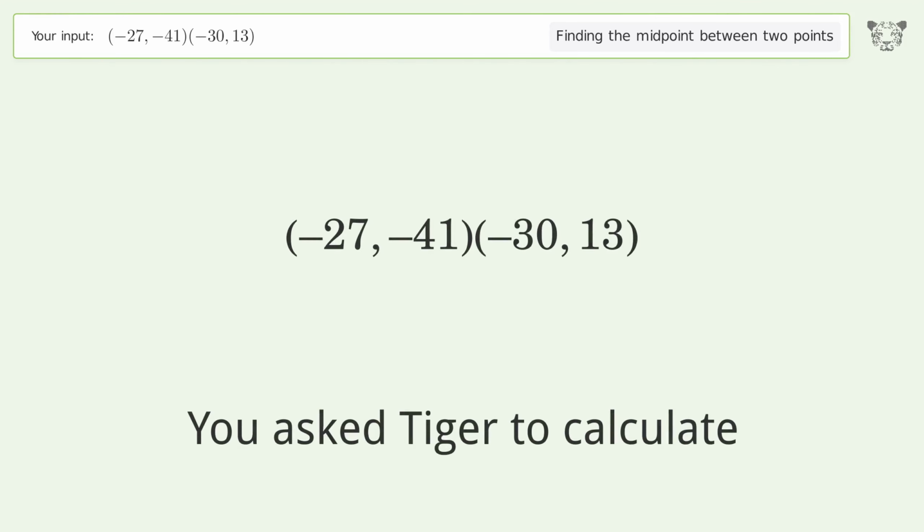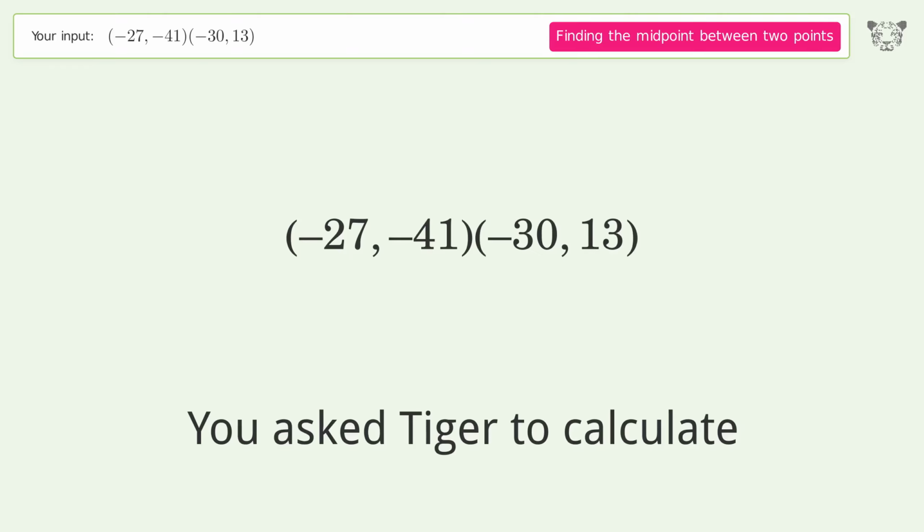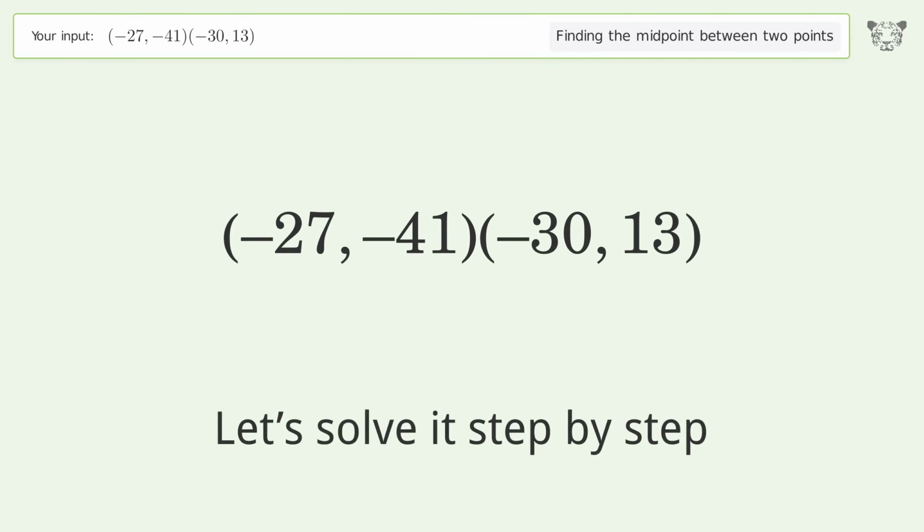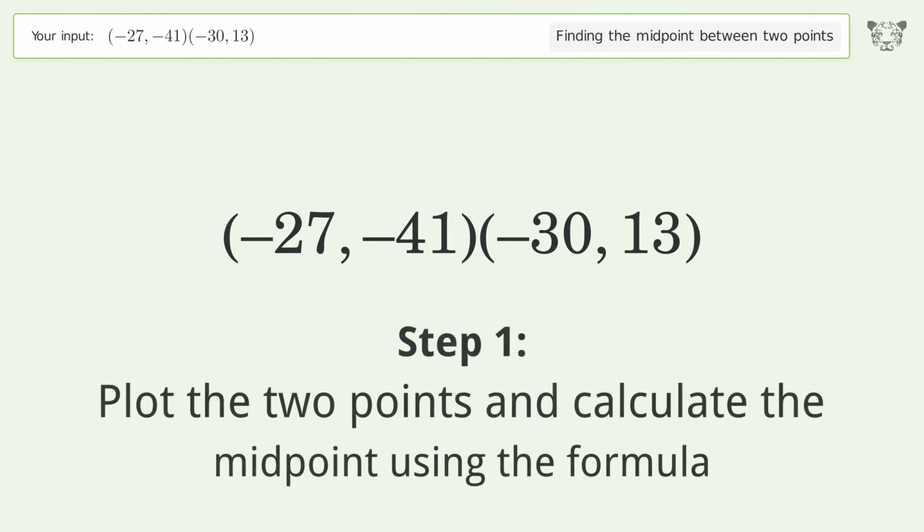You ask Tiger to calculate. This deals with finding the midpoint between 2 points. The midpoint between the 2 points is -28.5, -14. Let's solve it step by step. Plot the 2 points and calculate the midpoint using the formula.